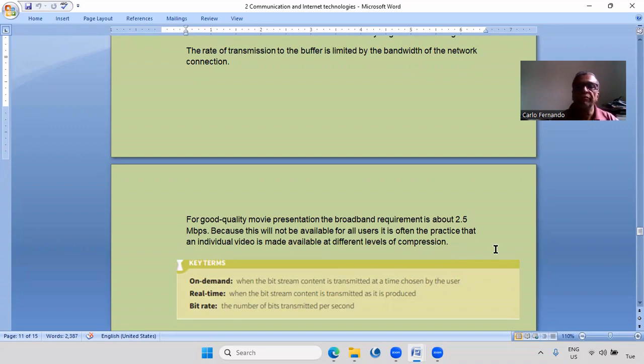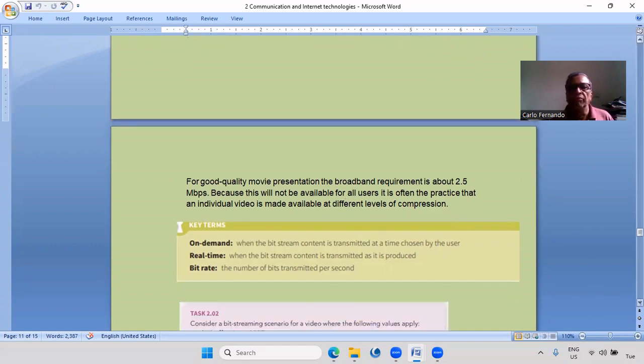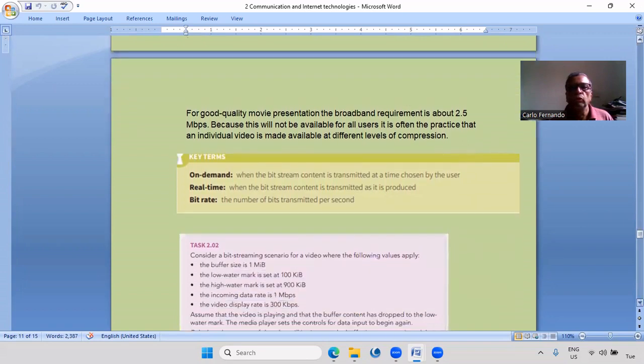So because of that, you find when you want to download something, you can select the resolution or the quality, high quality or low quality. High quality needs higher rate of transmission. Low quality, low rate is enough. So the user can select.